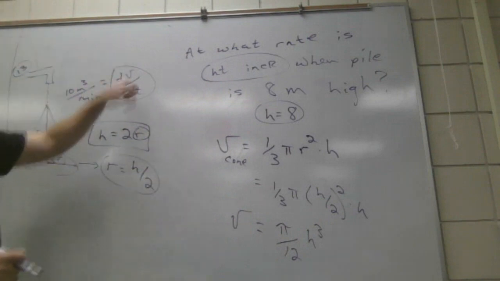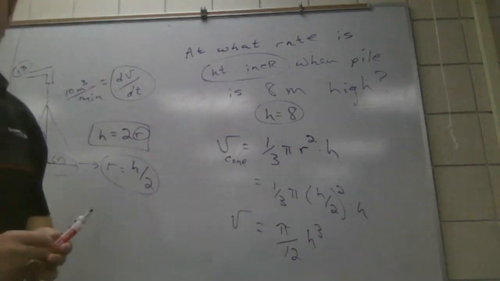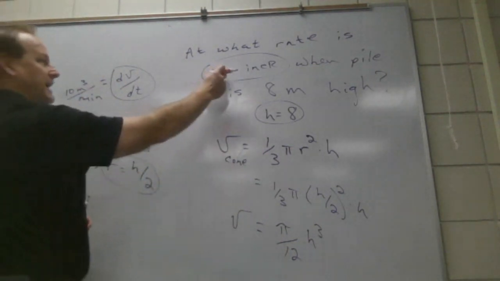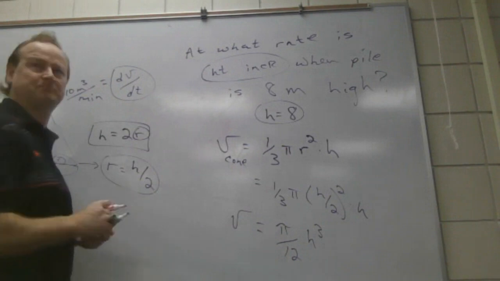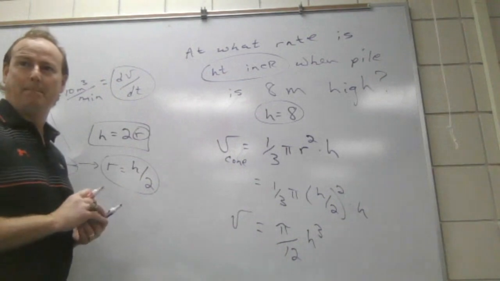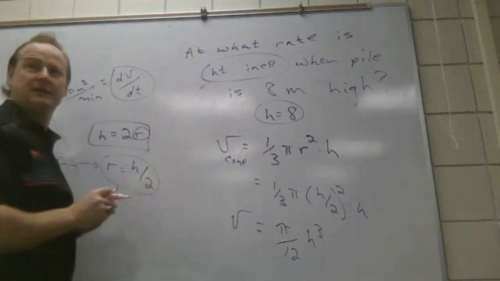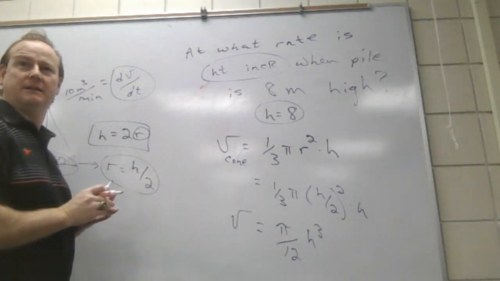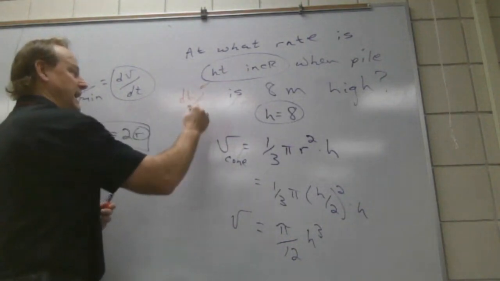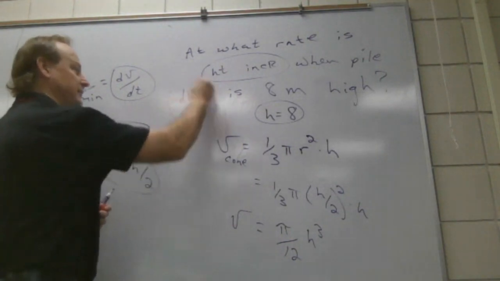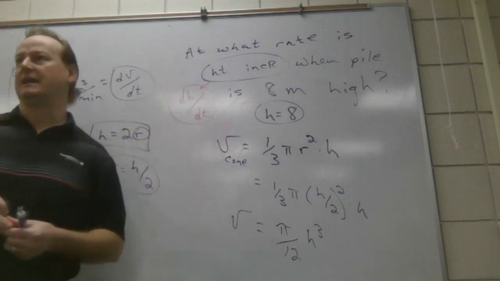Now, what have I been given? I've been given dV dt. What am I looking for? At what rate is the height increasing? That'd be a change in the height with respect to what? Time, right? And how do you write that? dH dt. I'm looking for the rate of change of the height with respect to time. So it's a rate of change, so it's a derivative. So it's dH dt.